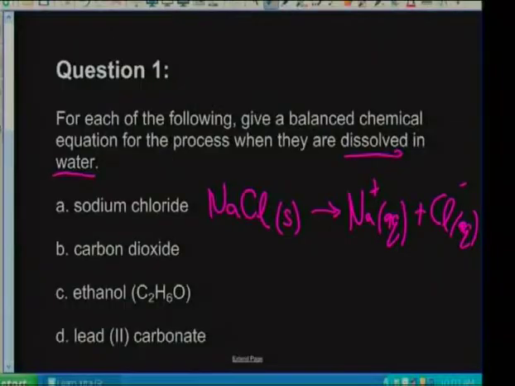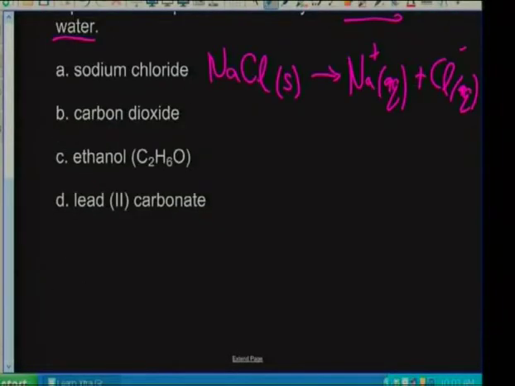Now, here we go. What have we got here for number B? I'm going to write it down over here. We've got carbon dioxide. We're going to say CO2. Now, carbon dioxide is usually a gas at room temperature, so I'm going to write it like that. What do we know about carbon dioxide? It is covalently bonded. It's a molecule. It's not ionic. So it will react with the water and change the water.